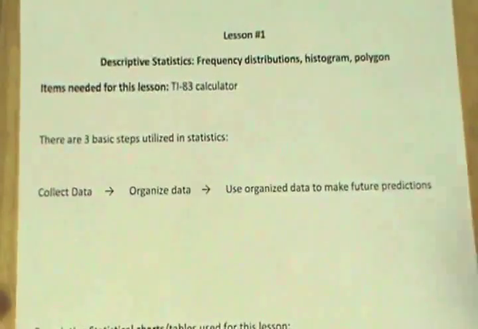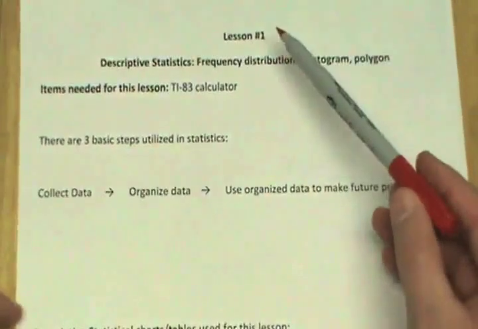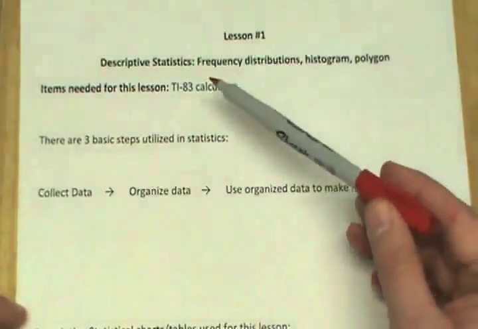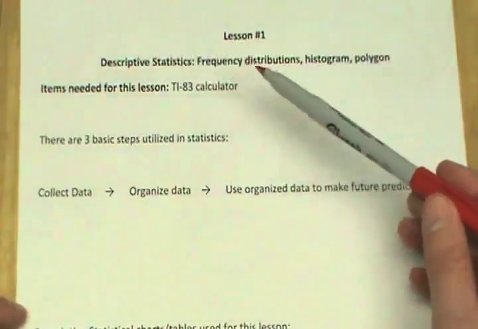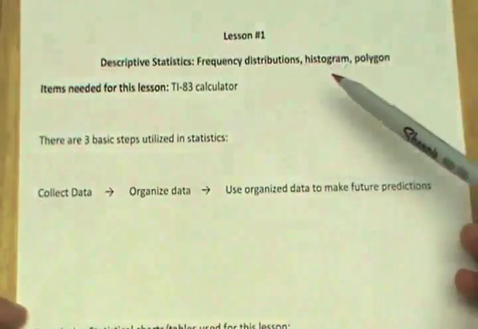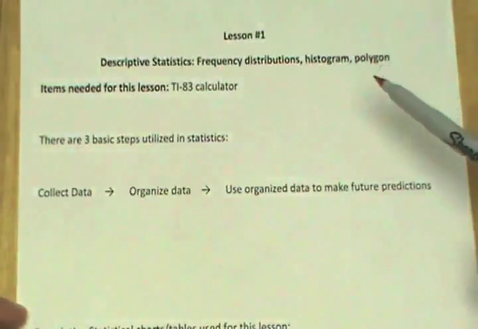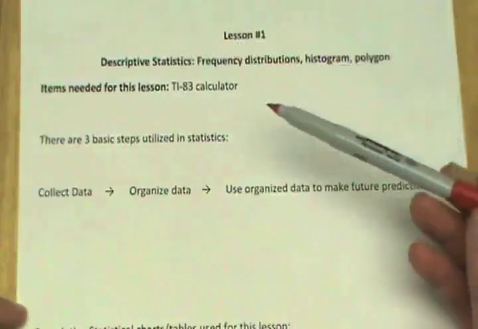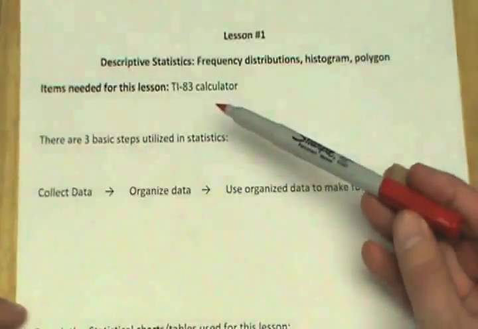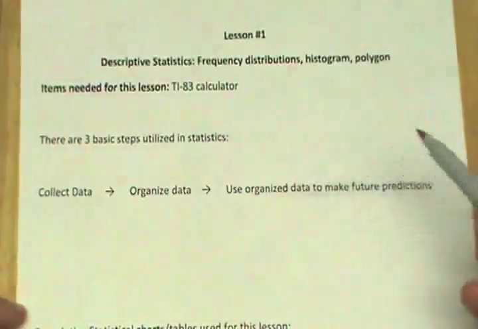All right, here we go. All right, so the first lesson, here we go. Lesson number one, we're going to be talking on this lesson about descriptive statistics, specifically frequency distributions, histograms, and polygons. And we have a number of examples we're going to do later. The only thing you really need for this lesson is a TI-83 calculator that's required for the course.